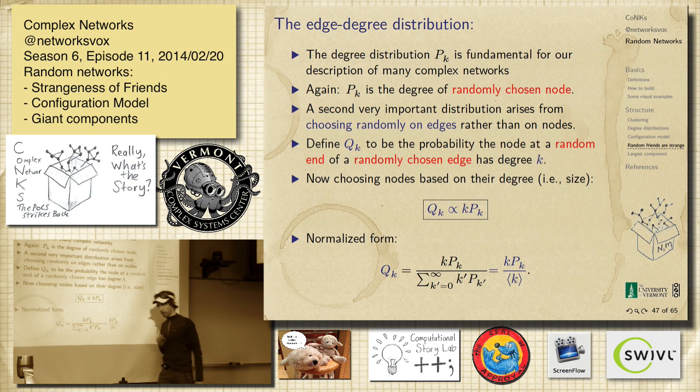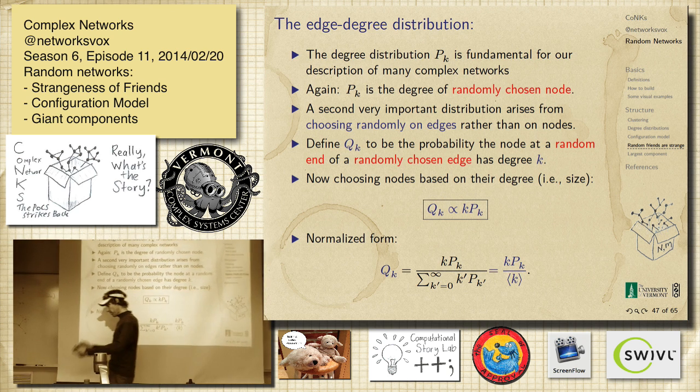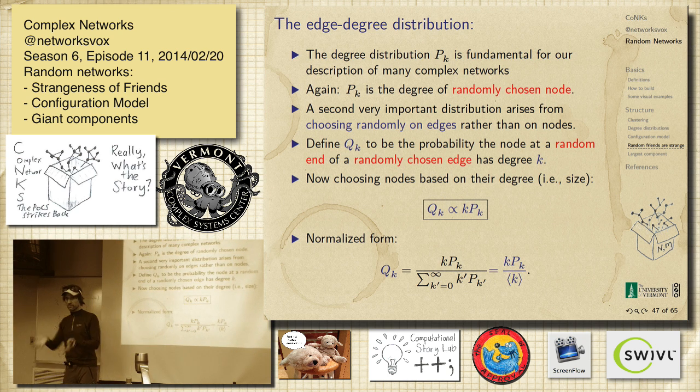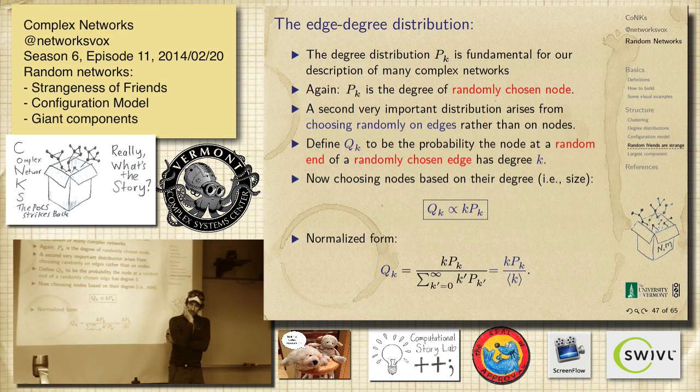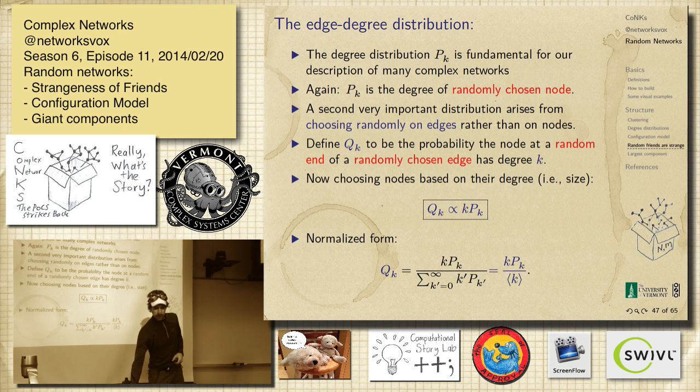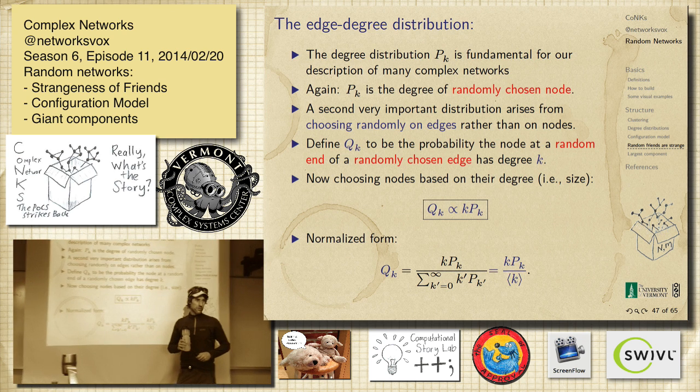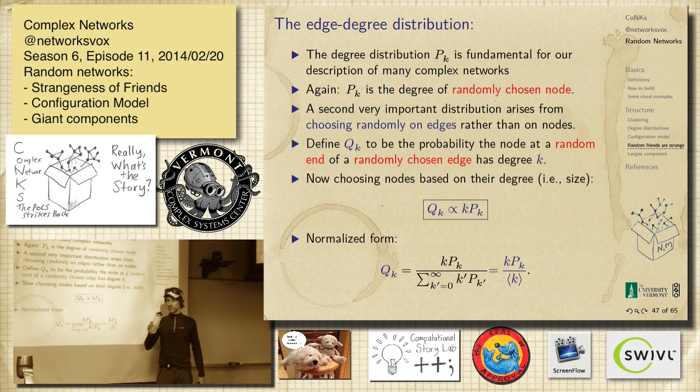Right. So this is a very important, you take your P of k, this is a very, very important second distribution or related distribution. Right? As I said, we're going to be working with edges a lot. So we'll call it the edge degree distribution. Let's say we jump on an edge. What is the degree of a randomly chosen end's node?